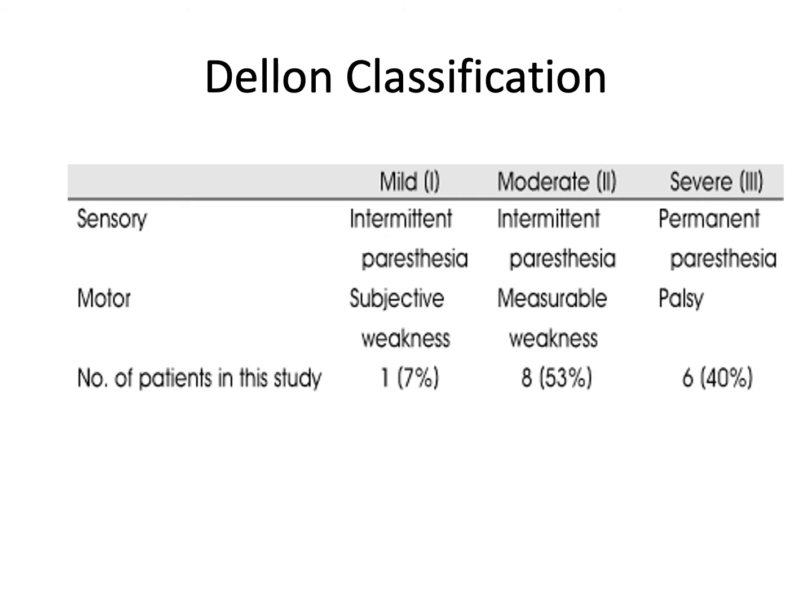The Dellon classification is the most commonly used classification. It looks at whether the patient's paresthesia is intermittent or persistent, and whether their motor involvement is subjective, measurable, or whether they have a palsy. The type 2 is the most common.